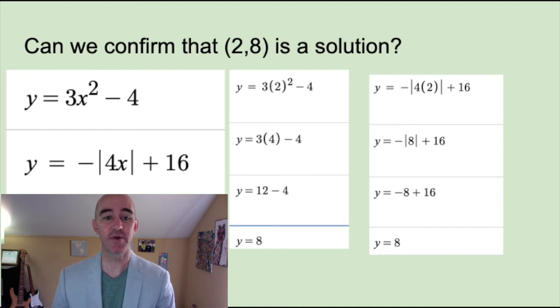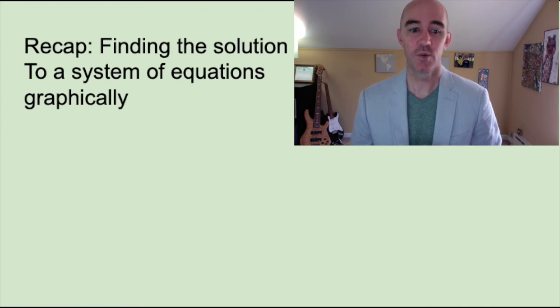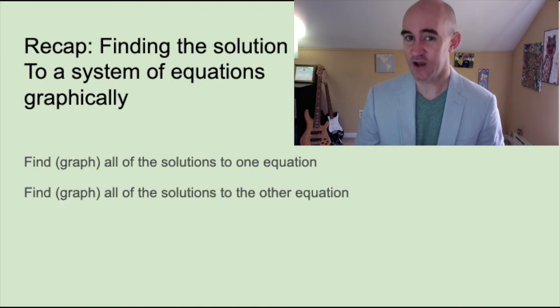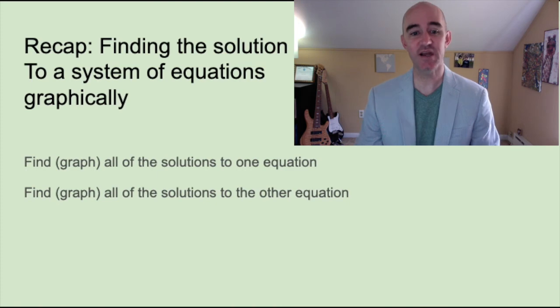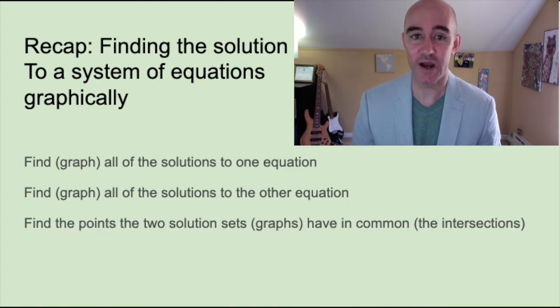So just to recap, here's what we did. We're finding the solution to a system of equations graphically. That means using graphs. We found all of the solutions to one equation in the form of graphing it. We found all the solutions to the other equation by graphing it also. We graphed them on the same set of axes because then we could find the points where the two graphs met.